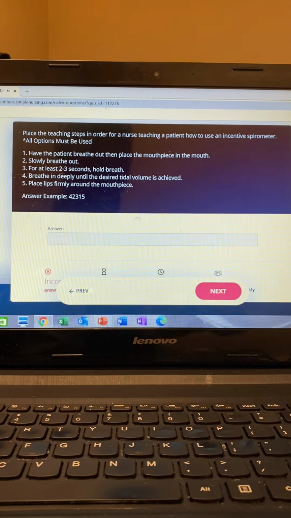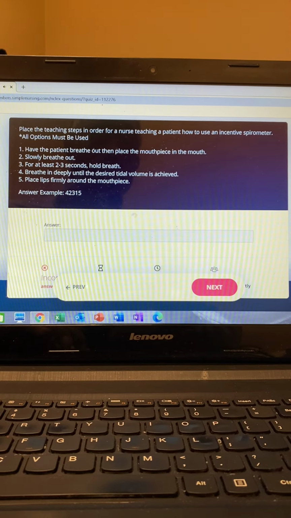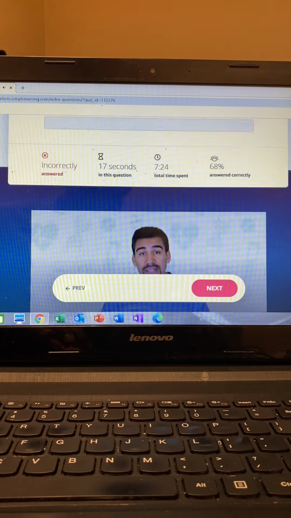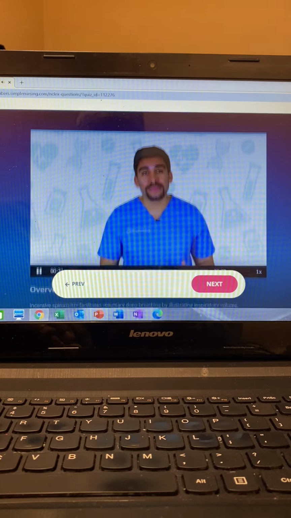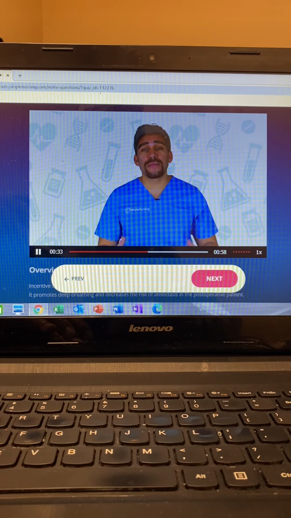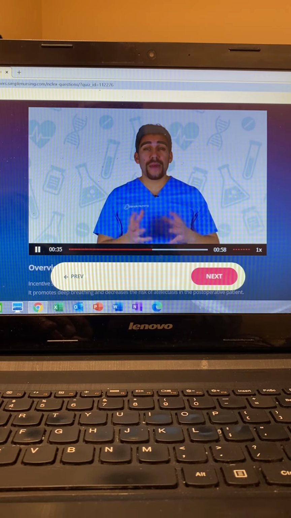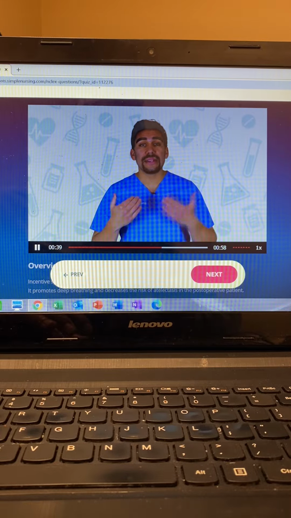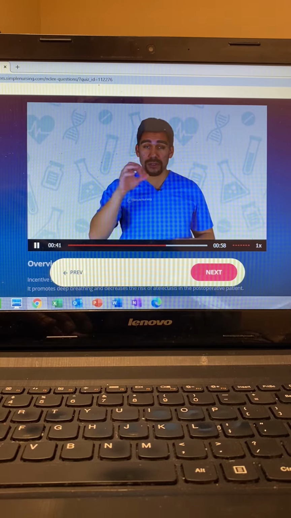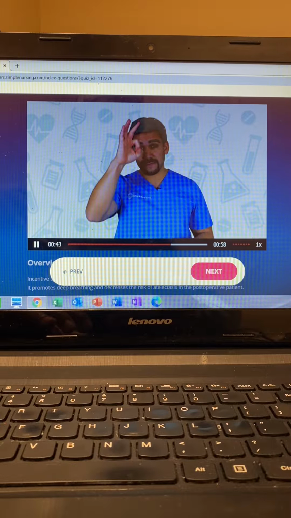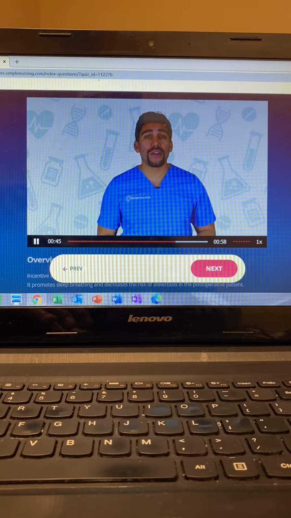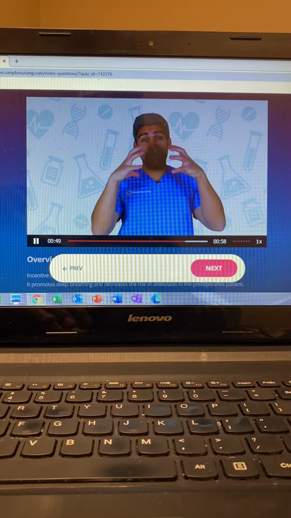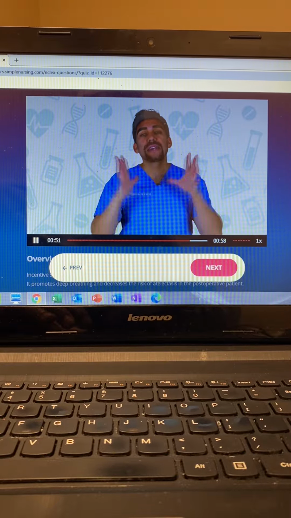So first step is option number 1. Patient should breathe out and empty those lungs. This allows for a bigger inhale. Second, we do option number 5. We place the lips firmly around the mouthpiece. Then 3, you take a deep breath in to level as ordered. So just make sure that level is correct. Then number 4, you hold it in for at least 2 to 3 seconds and expand those airways. And then 5, exhale slowly.